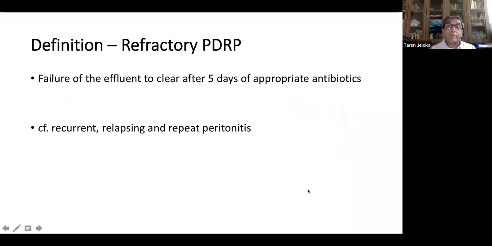What is the definition of refractory PD peritonitis? It is failure of the effluent to clear after 5 days of appropriate antibiotics. Remember that. Recurrent, relapsing, and repeat peritonitis are different. It's not refractory. Recurrent is when it recurs after 2 weeks. Relapsing is relapse with the same organism, and repeat is when it can be repeated anytime. So these are certain terminologies which you can go back to the theory book and read. But for refractory PD peritonitis, you should remember 5 days of appropriate antibiotics, after which if the patient doesn't respond, that is refractory peritonitis, and most of the time we tend to remove the catheter.